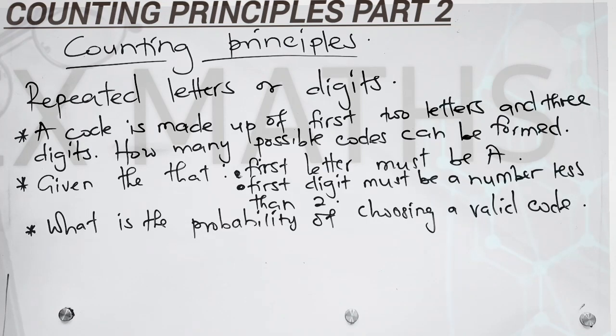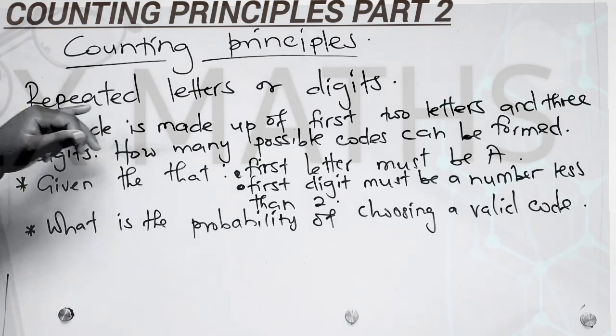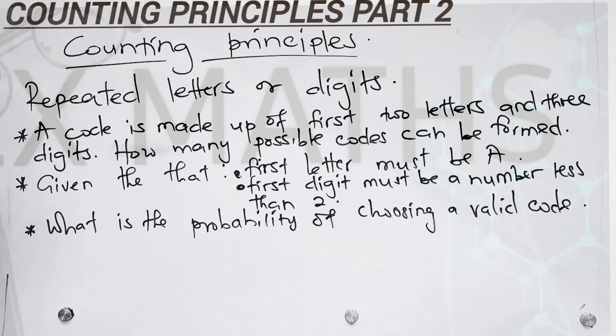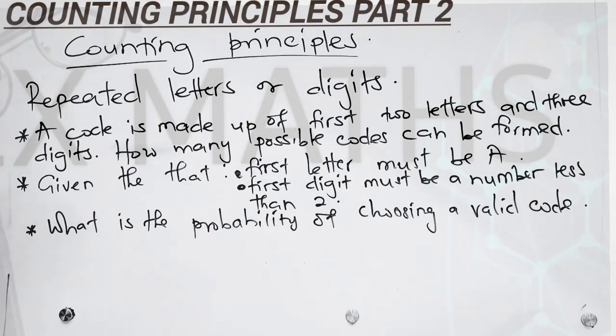How many possible codes can be formed, given that we must remember that our letters are repeated. Now the next part: given that the first letter must be A, the first digit must be a number less than 2. Then the last part: what is the probability of choosing a valid code? So the first part says, how many possible codes can be formed.